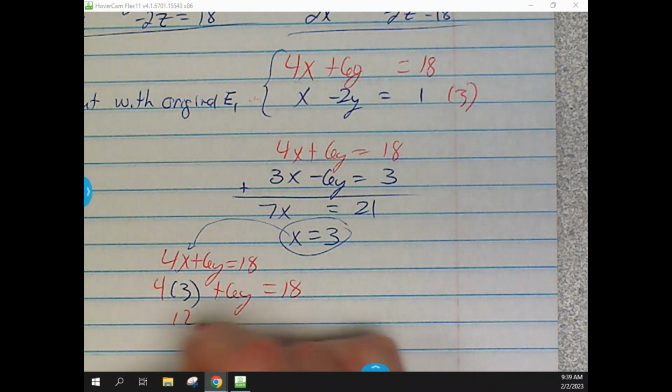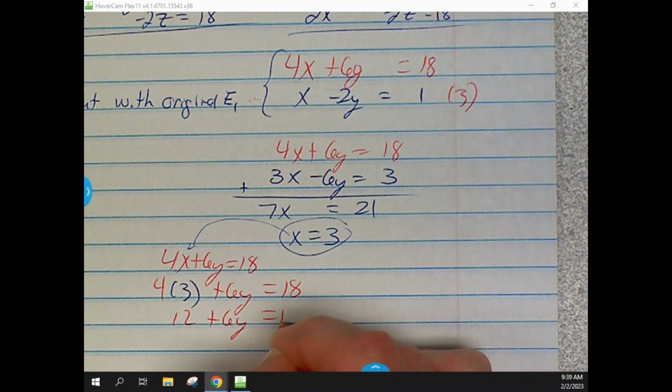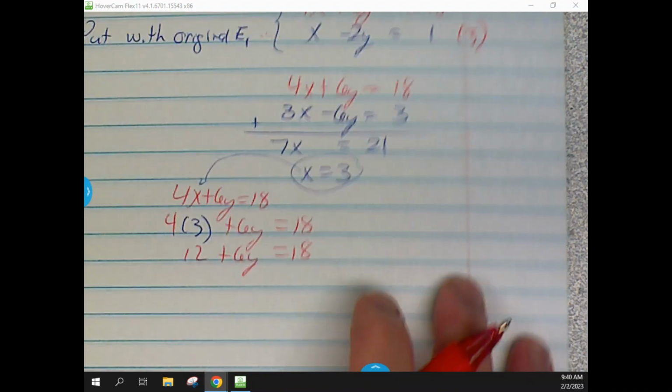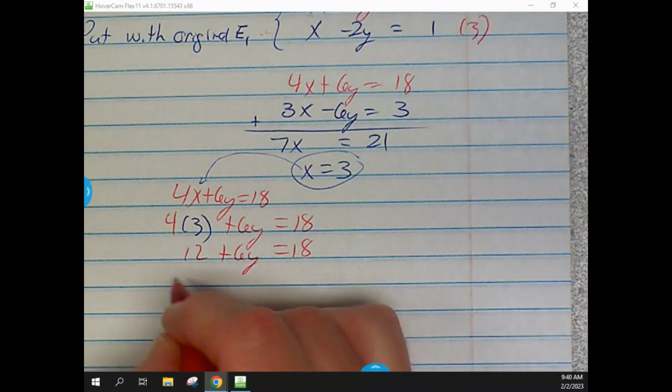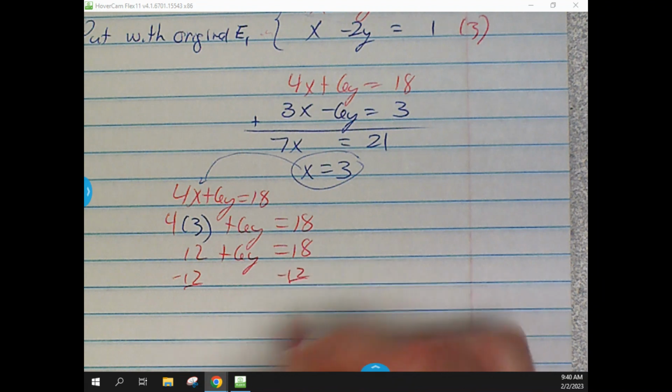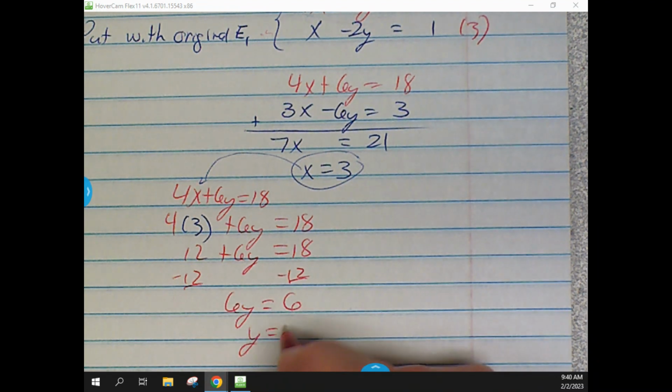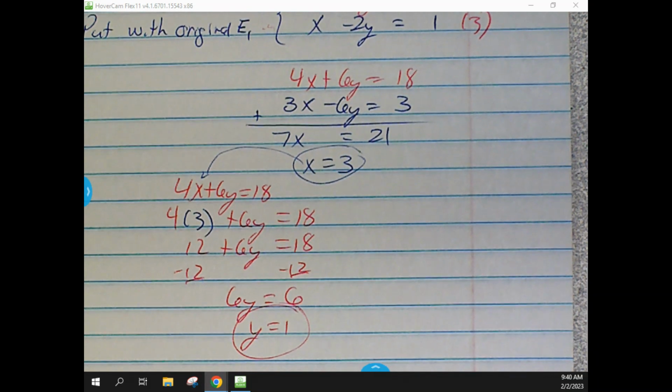That makes it 12 plus 6y equals 18. Subtract 12. 6y equals 6, so y equals 1. Okay, and then so we've got x and y. We've got to figure out what z is.